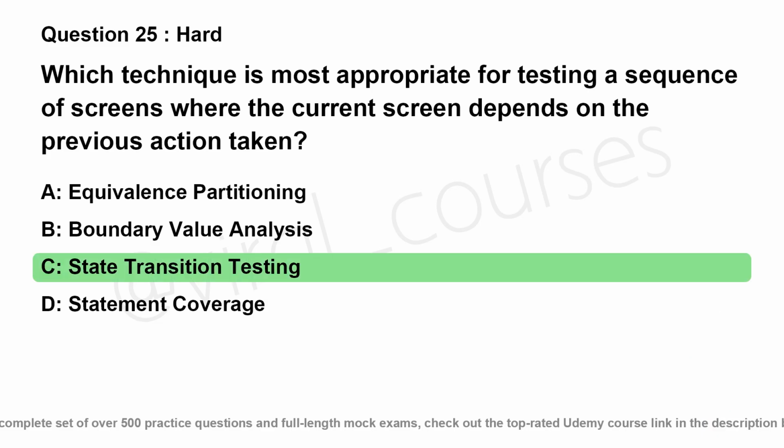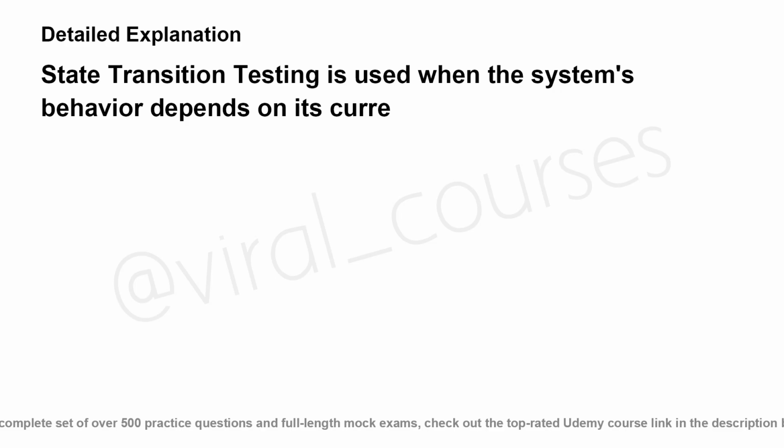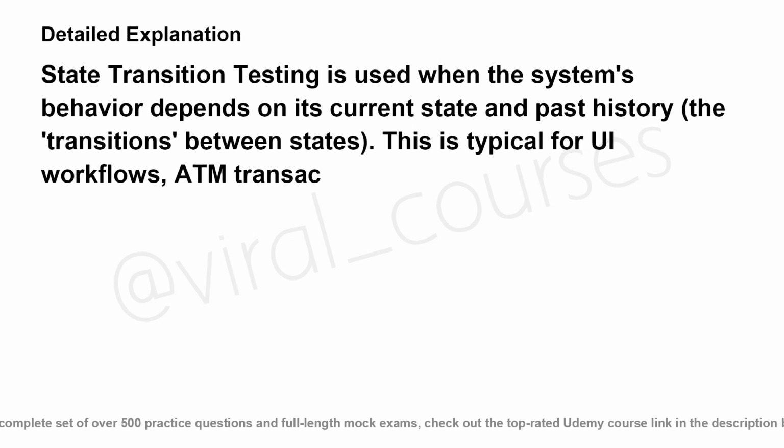The correct answer is C. State transition testing is used when the system's behavior depends on its current state and past history, and the transitions between states. This is typical for UI workflows, ATM transactions, or embedded systems.